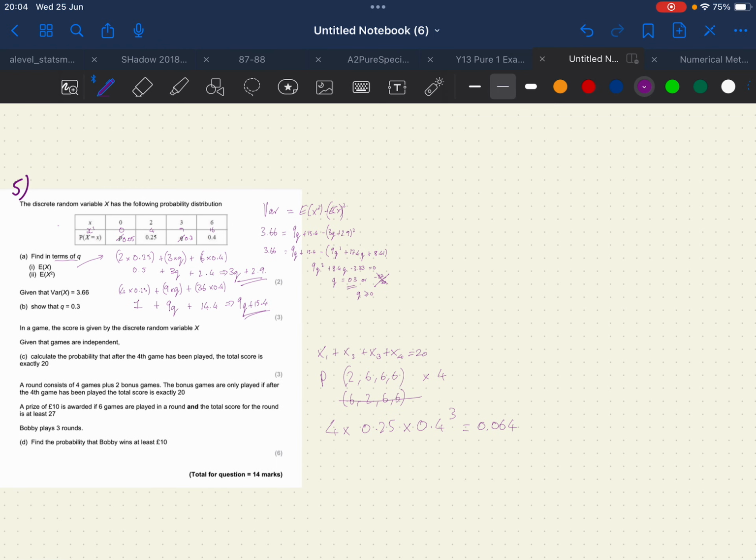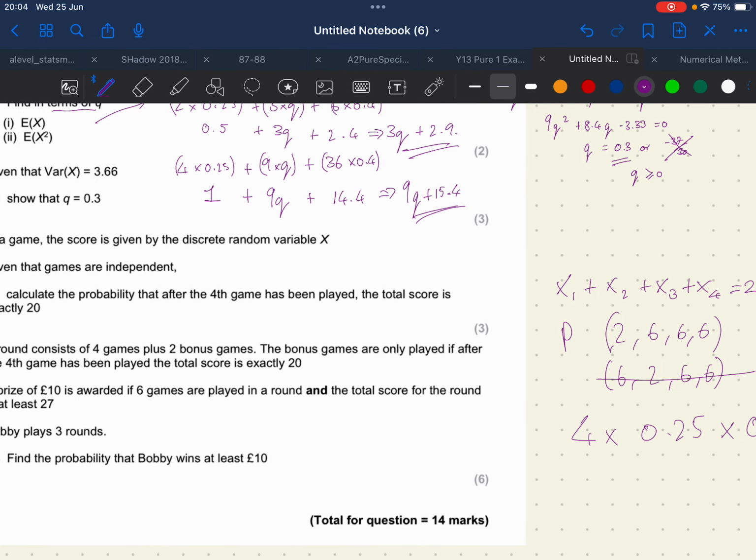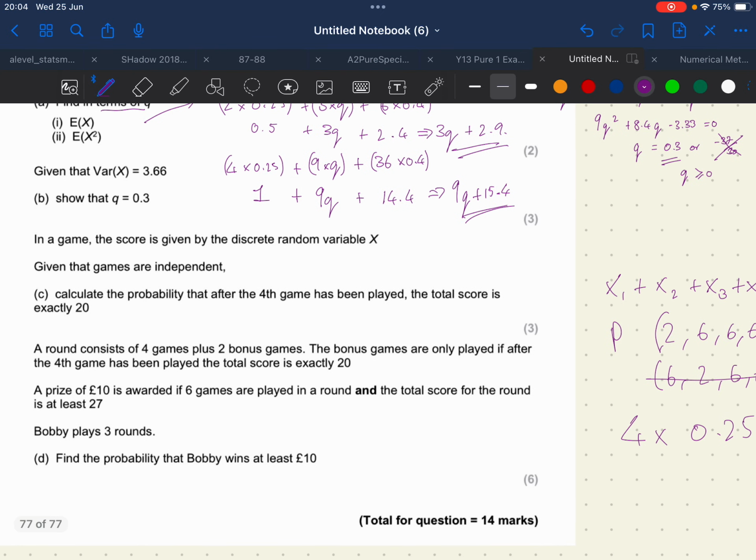Now, a round consists of 4 games plus 2 bonus games. The bonus games are only played if it's exactly 20. So it's this, isn't it?